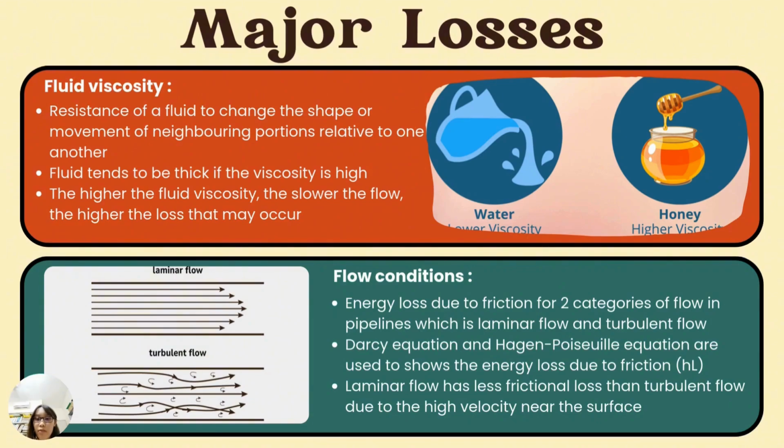Flow condition can also cause losses in a dam system. Energy loss due to friction occurs in two categories of flow in pipelines, which are laminar flow and turbulent flow. Darcy equation and Hagen-Poiseuille equation are used to show the energy loss due to friction. Usually, laminar flow has less frictional loss than turbulent flow due to high velocity near the surface.